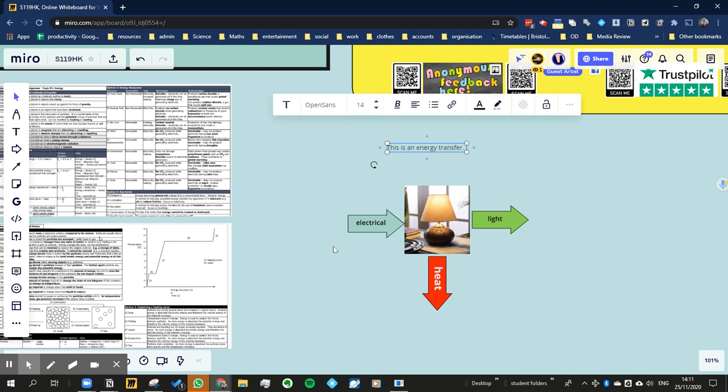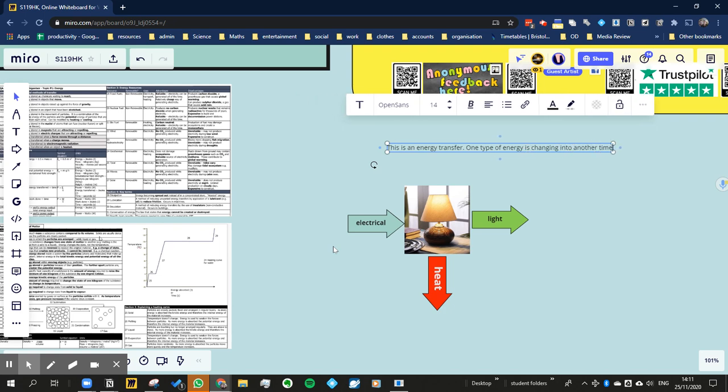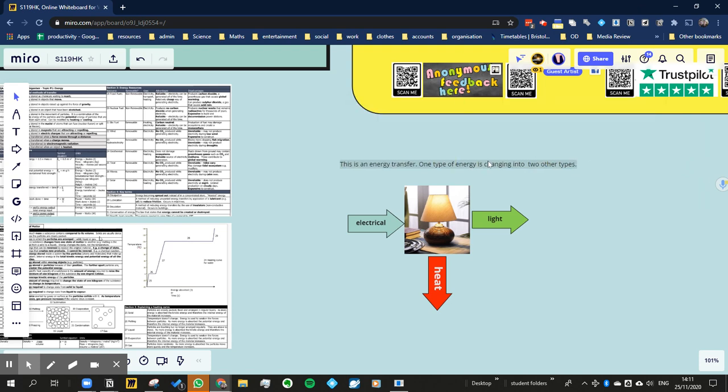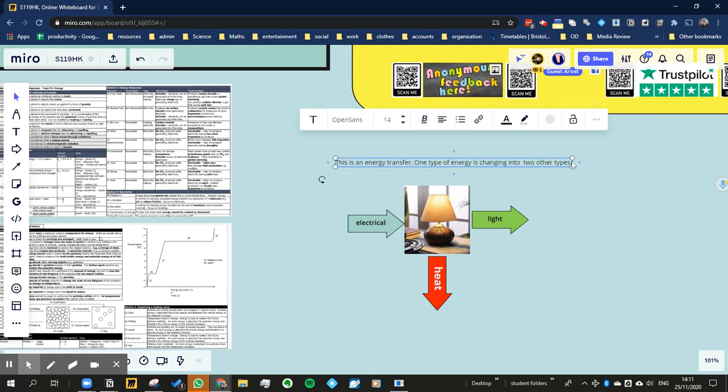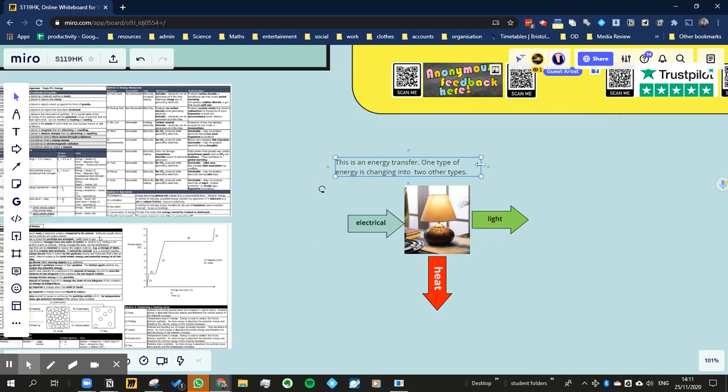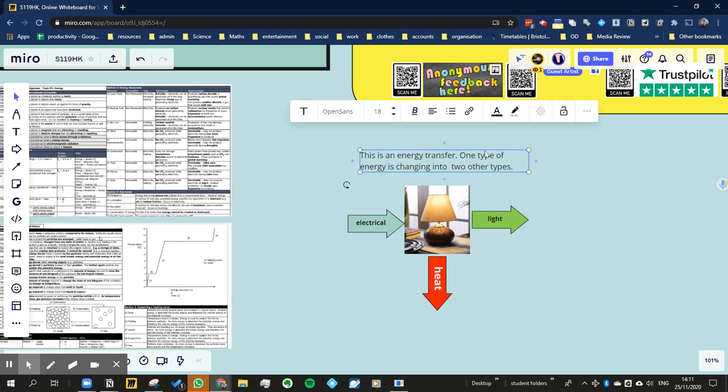So it's one type of energy changing into another type. In fact, it's not just one other type. It's changing into two other types. In this case, sometimes it's three. Sometimes it's more. So we can look at some examples of when it would be more than one type. In fact, we'll do another one shortly.